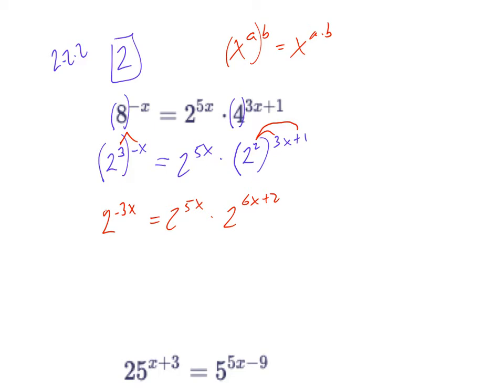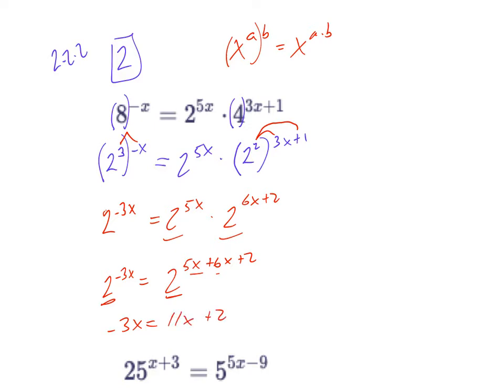Now I've got here a product rule scenario. So the product rule tells me that this is 2 to the negative 3x equals 2 to the 5x plus 6x plus 2. Again, the product rule here says you just add the exponents, so the 5x gets added to the 6x plus 2. Finally, we have the equal base, and we can now write it as negative 3x equals, I'm just going to combine these two, so I have 11x plus 2.